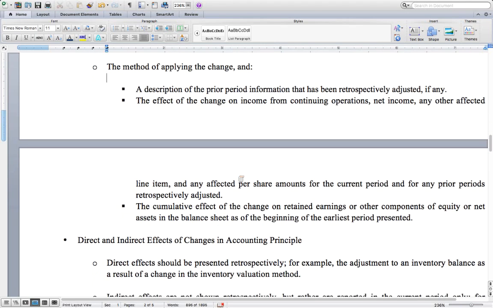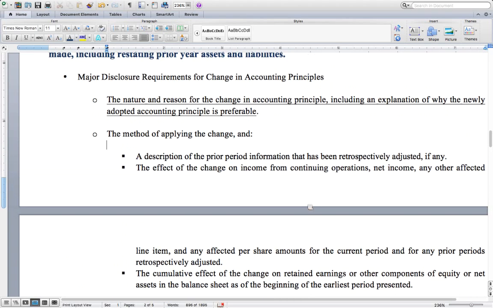When applying the retrospective method, you'll also need a description of the prior period information that was adjusted, the effect of the change on income, and the cumulative effect of the change on retained earnings. You just need to understand this from a conceptual standpoint. You will not be required to apply any of these in a disclosure format or anything like that.